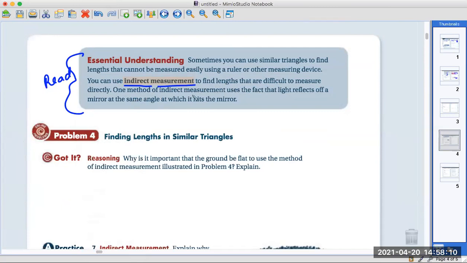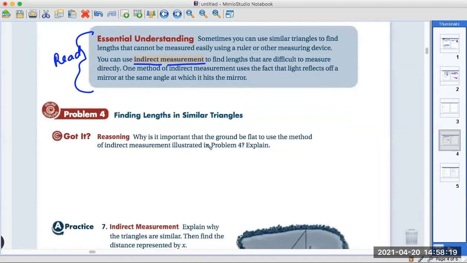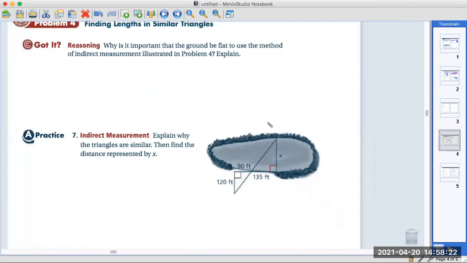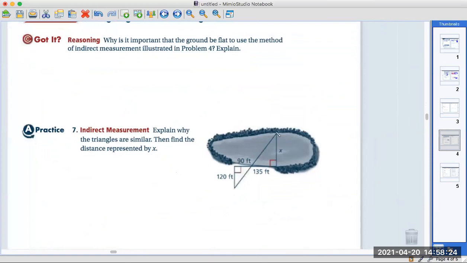One method of indirect measurement uses the fact that light reflects on a mirror at the same angle at which it hits. We're not having an example of this, so I don't want to go into that. The example I'm going to show you is this lake problem. This is kind of a pond. You want to know how far across the pond is. It would be almost impossible to measure that with a tape measure, unless you have somebody that can throw the tape on the other side. So that would be a good example of indirect measurement.